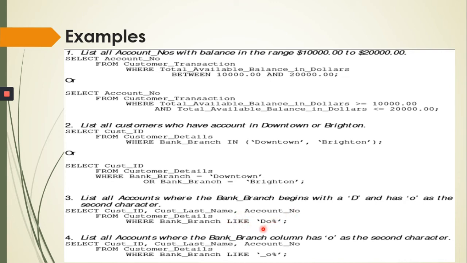So you satisfy the condition that the first character is capital D, it begins with capital D, and the second character is O, and we have to use the percentage symbol over here. So this is the concept of LIKE.